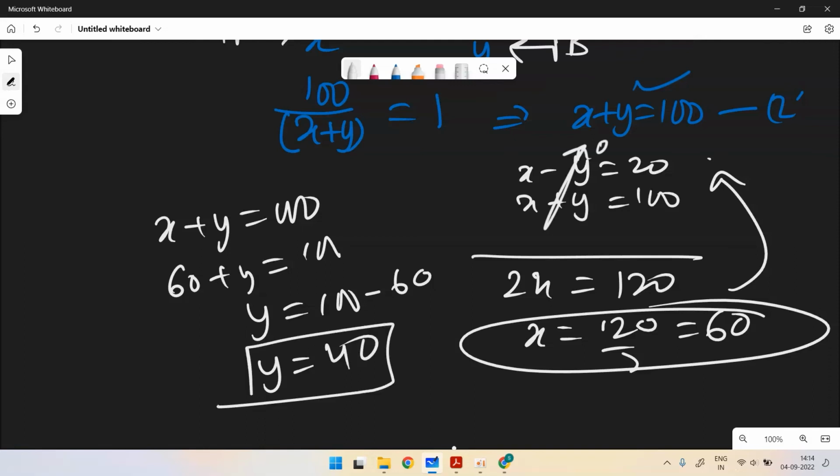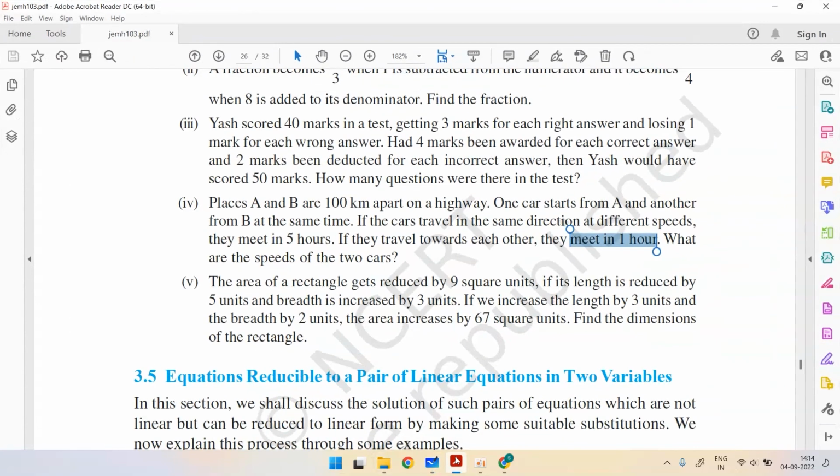So the speeds are 60 km per hour and 40 km per hour, which is the answer.